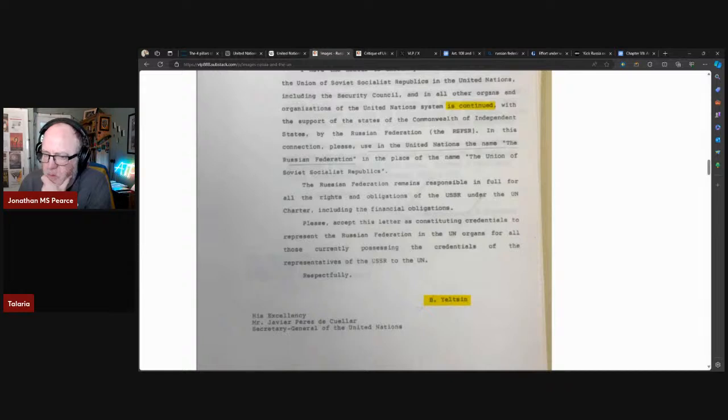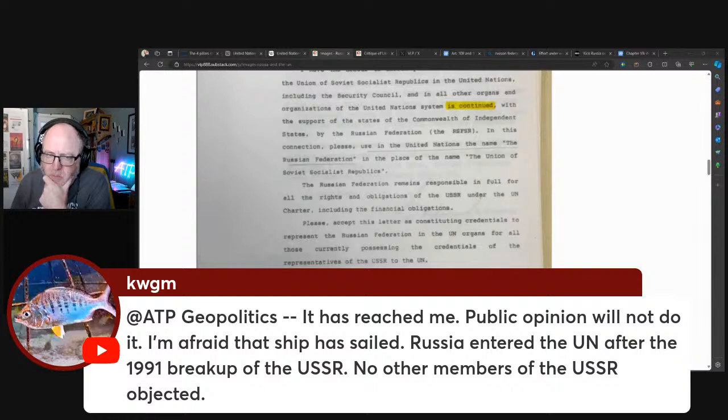But we've waited and we've seen what happened. We've seen well and truly enough. Yeah, and just to say, I don't know if this is a pro-Russian troll or something. Public opinion, you will not do it. I'm afraid the ship has sailed.